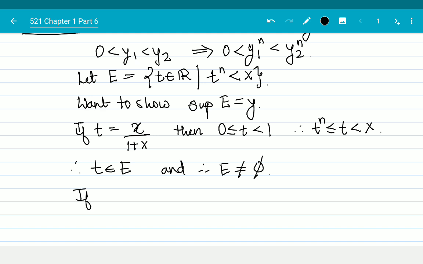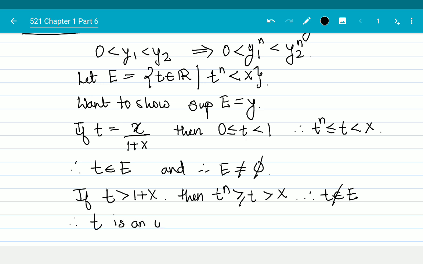If t is greater than 1 plus x, right, then t to the n is greater than or equal to t, which is greater than x. And therefore t is not in E. Okay, and so 1 plus x is an upper bound of E. Therefore, E is bounded above.